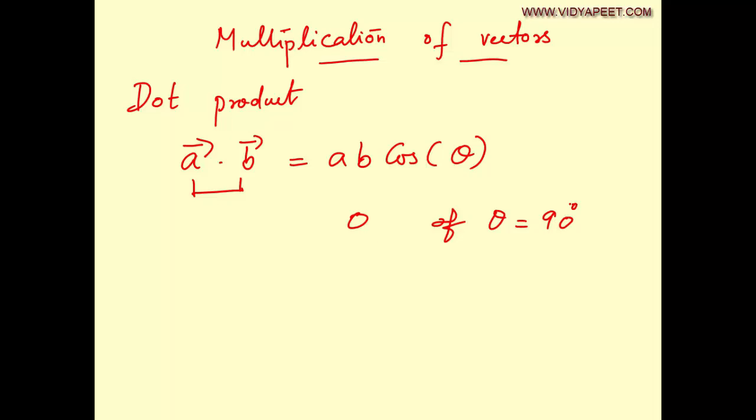And if the angle between A and B is 0, then A dot B will be nothing but A into B, because cos 0 will be 1. So into 1 equal to AB. These are two special cases which are of much use.